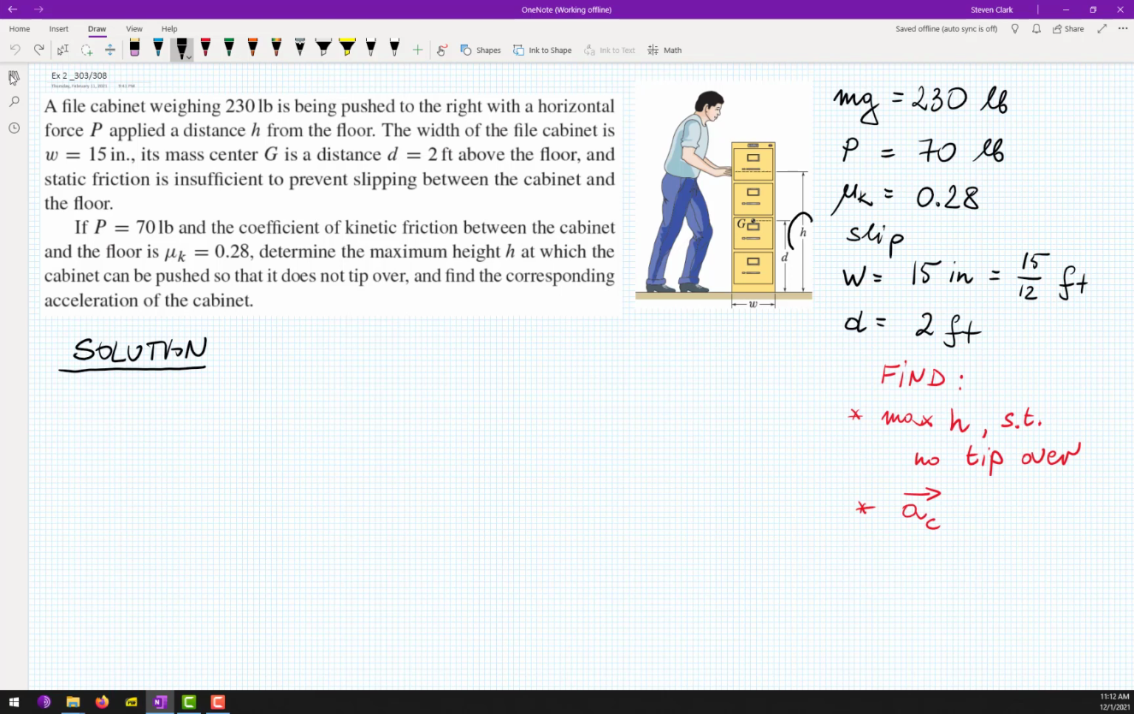So this H, the point of application of that force P, so that the cabinet does not tip over. And actually, they ask us to find the maximum height of that force P. Yeah? So basically, if that force P is applied a little bit higher than H, then the structure will start tipping over. Okay. And then they ask us to find the acceleration of point C.